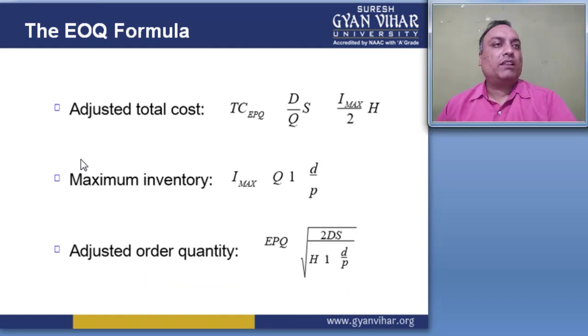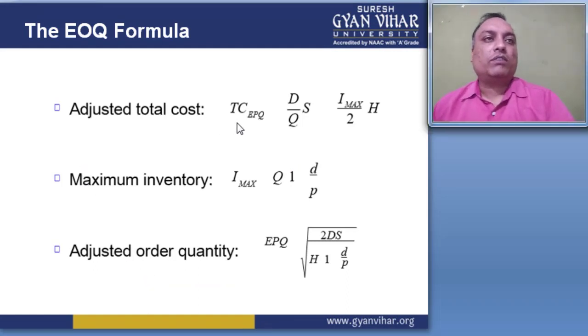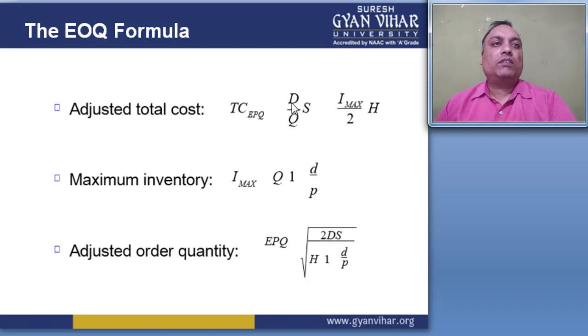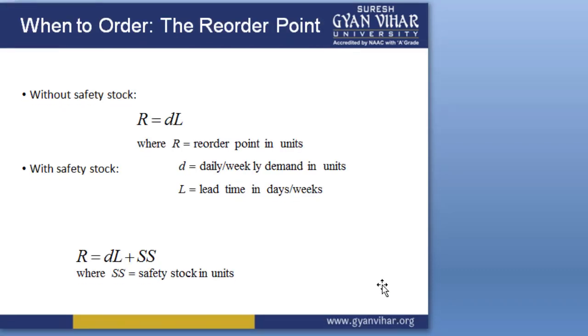These are some other formulas. The adjusted total cost, TC equals D by Q times S plus I max by 2 times H, and the maximum inventory, I max equals Q times (1 minus D by P). This is the adjusted order quantity. The EPQ equals the square root of 2DS divided by H times (1 minus D by P). So these are the different order quantity formulas to use here.